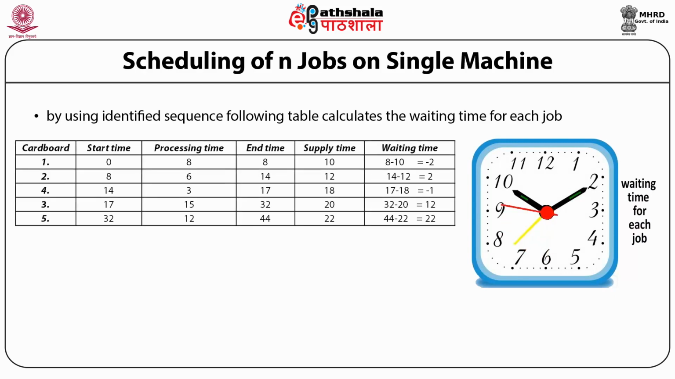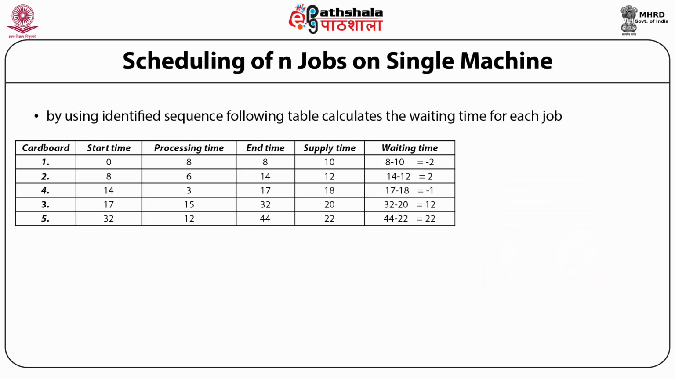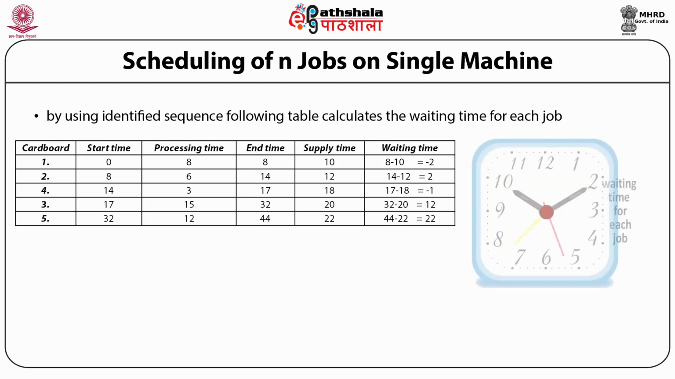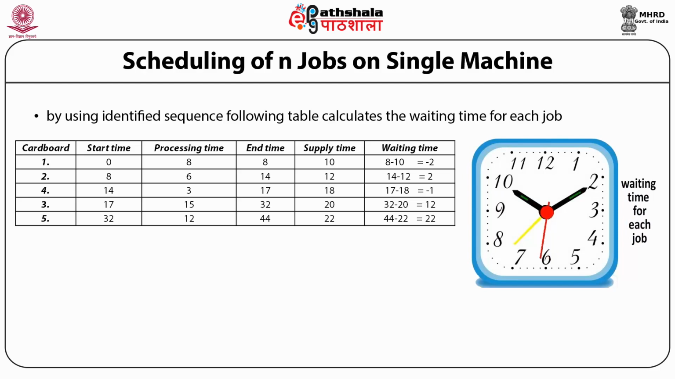Cardboard 1, start time 0, processing time 8, end time 8, supply time 10, waiting time 8 minus 10 equal to minus 2. Cardboard 2, start time 8, processing time 6, end time 14, supply time 12, waiting time 14 minus 12 equal to 2. Cardboard 4, start time 14, processing time 3, end time 17, supply time 18, waiting time 17 minus 18 equal to minus 1.